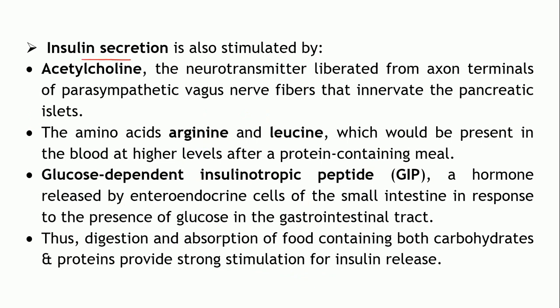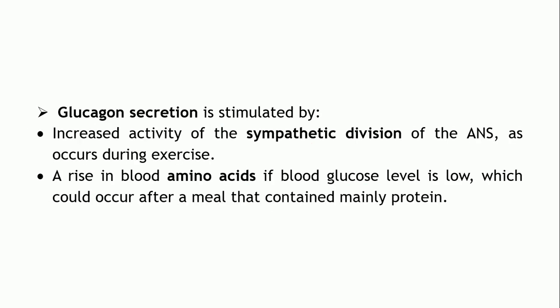Apart from that, insulin secretion is also stimulated by acetylcholine, which is the neurotransmitter, and arginine and leucine, the amino acids. So food containing high levels of proteins will promote the secretion of insulin. Then the glucose dependent insulinotropic peptide, GIP, which is a hormone produced by enteroendocrine cells in the small intestine, if you all can recall. So this hormone also increases the release of insulin in response to the glucose which is present in the GIT. Okay, so the digestion and absorption of the food containing carbohydrates and proteins will mainly stimulate the release of insulin.